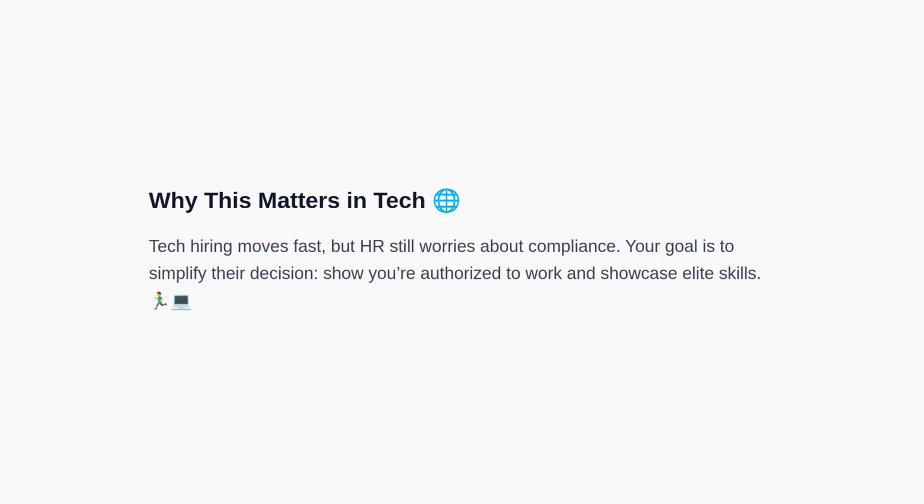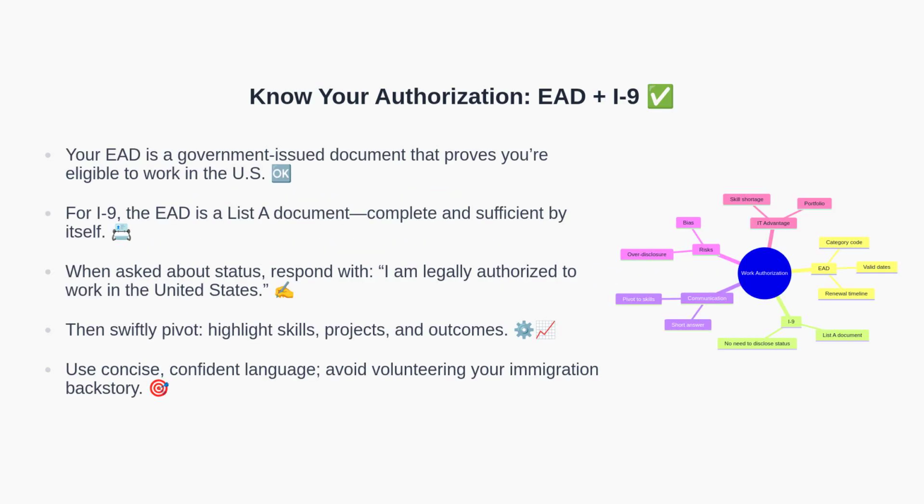With that context set, let's move on to exactly how your EAD functions in the hiring process. Your EAD is an official government-issued document confirming your legal authorization to work in the United States. For the I-9 employment verification process, the EAD is a List A document, which means it both establishes identity and employment authorization by itself. Therefore, it is sufficient for federal hiring requirements.